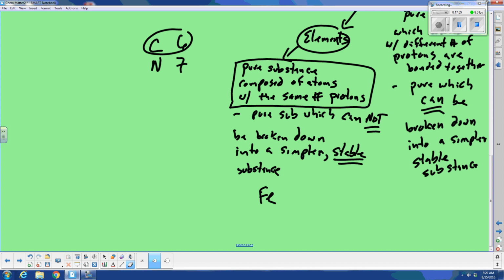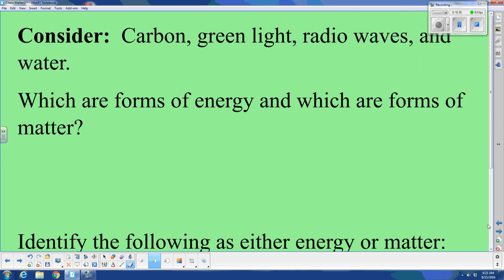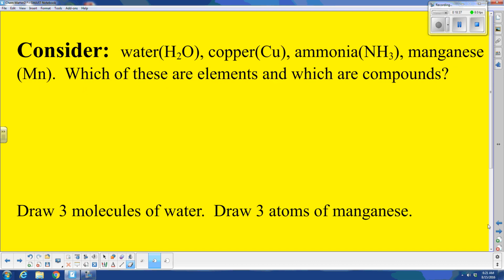What about iron oxide? Iron 3 oxide, Fe2O3. Well, can I break this down into irons and oxygens? And the answer would be yes. And are those stable? Well, if this were an O2, the answer would be yes. And so you can break this down, and that represents a pure substance. Good. Let's go back to our question.